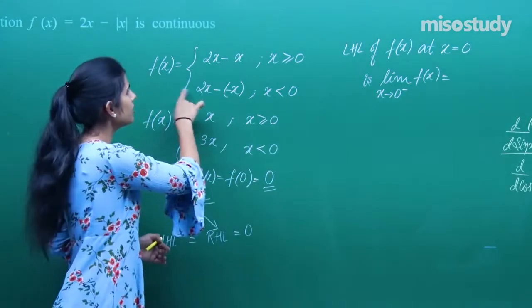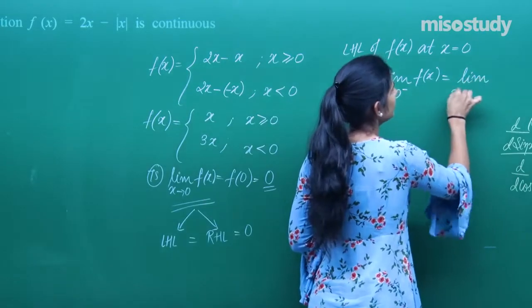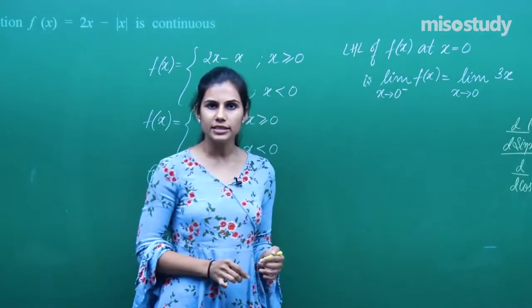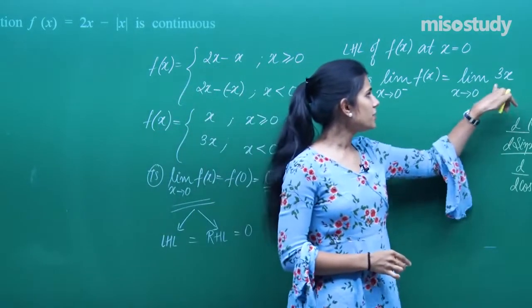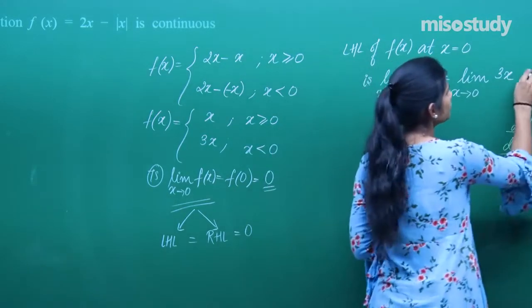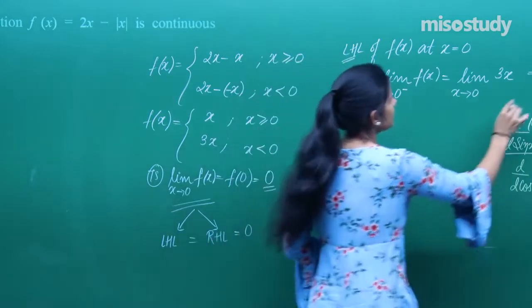For that situation, f(x) is equal to 3x. So this is equal to limit x tends to 0 of 3x. 3x is a polynomial which is always continuous. So limit of a polynomial function at a point is the value of that polynomial function at that point, which is 3 into 0, which is 0. We've done this. So left hand limit is coming out to be 0.